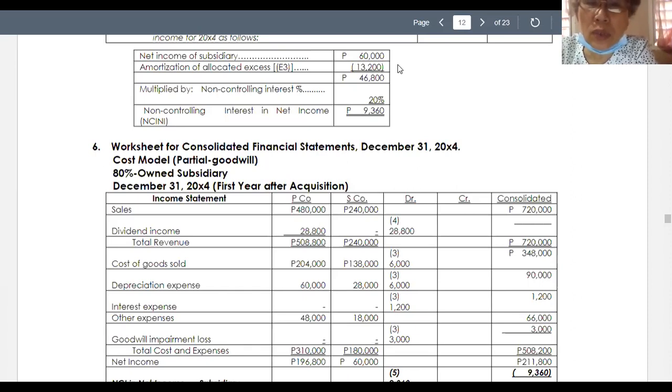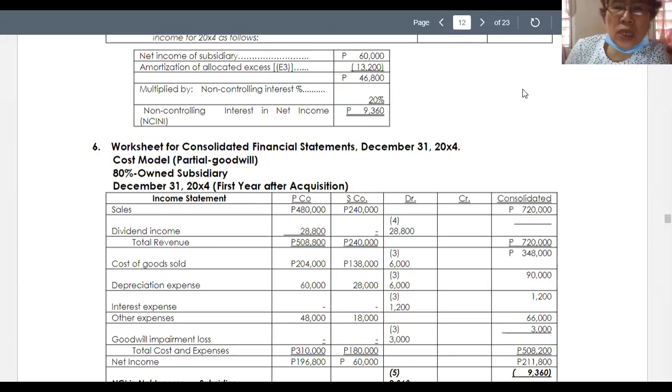So we have now the total revenue. And for cost of goods sold, we are adding the cost of goods sold of P and that of S. So the total of 348,000. And then we add, by the way, in our cost of goods sold, we have a debit, meaning an addition, because of the undervaluation of the inventory. So we are now adding 6,000, giving the total of your cost of goods sold.